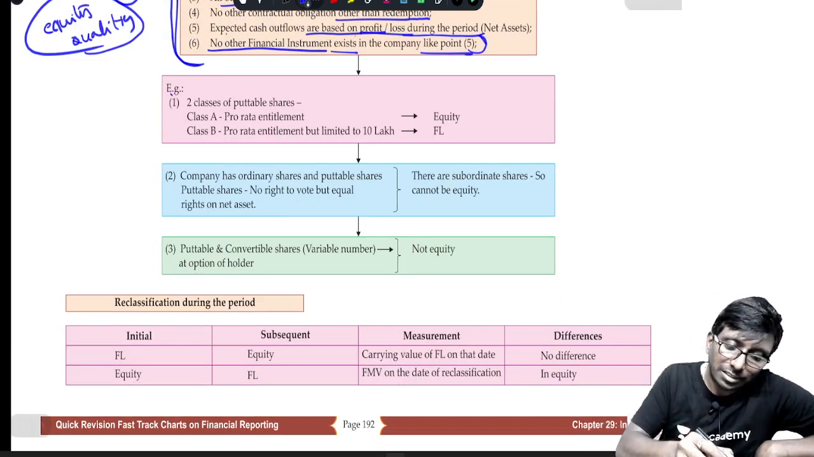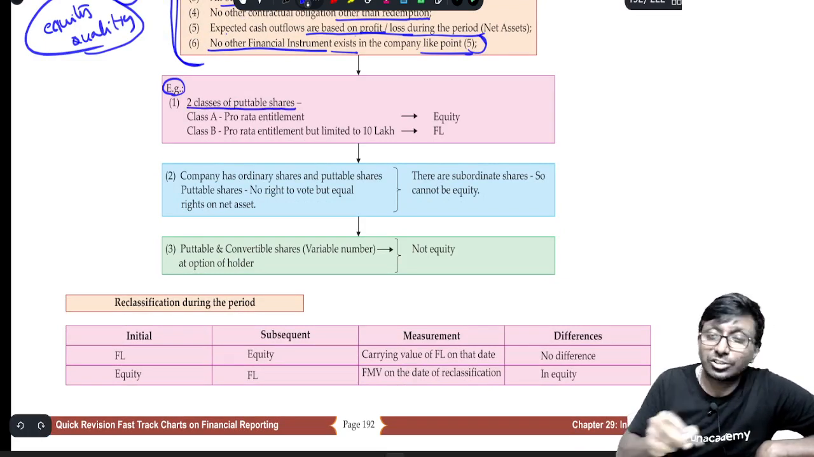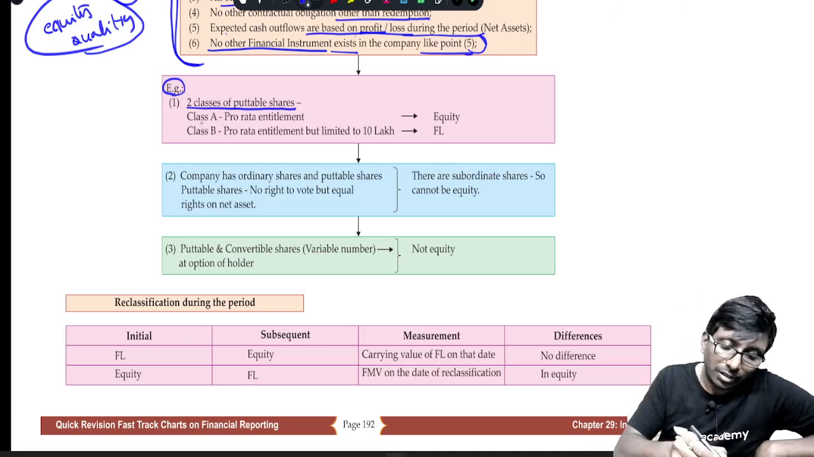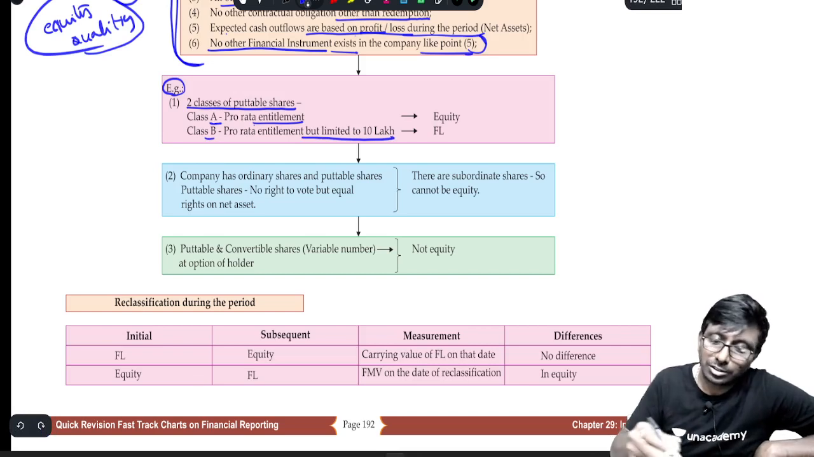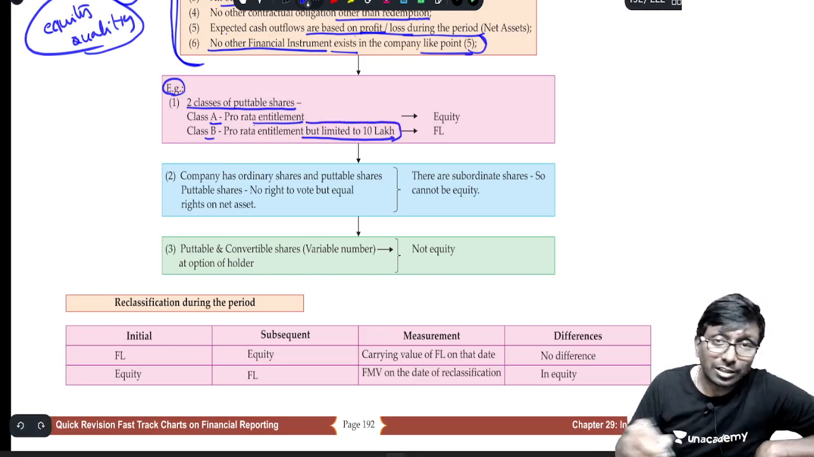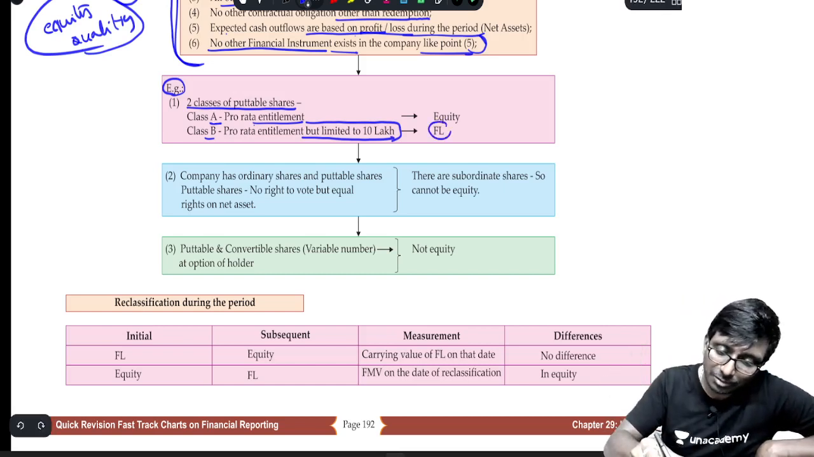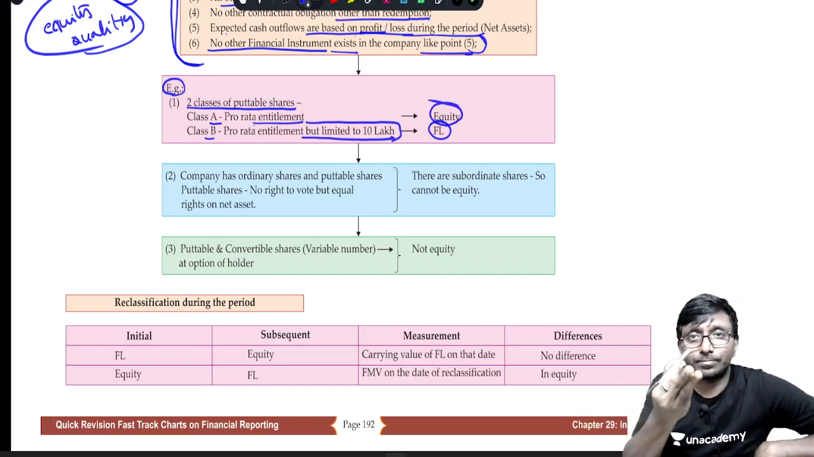Okay, right. See this examples I have given. Maybe it may be helpful to you. There are 2 classes of putable shares. Entity A has a pro rata entitlement, correct? Entity B has pro rata entitlement but limited to 10 lakh rupees. That means you are not getting pro rata basis, pro rata to the net assets of the company. Your limitation is maximum 10 lakh. That means it is a financial liability. And the first one is obviously pro rata to the net assets. Yes, it is equity.